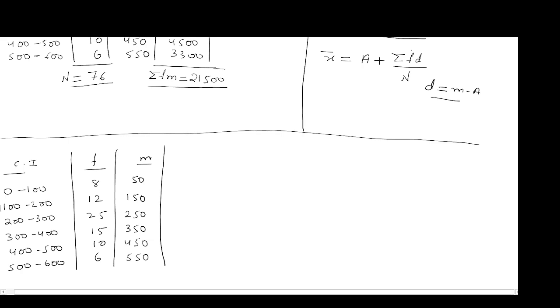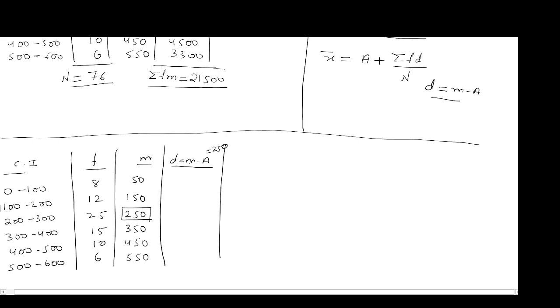Now again we have to find the D value. So D is equal to M minus A. M is the midpoint value, A is the assumed mean. So you have to assume any value from the m values as an assumed mean. So here I am taking A is equal to 250. You can take any value from the m values. A is equal to 250 I have taken.